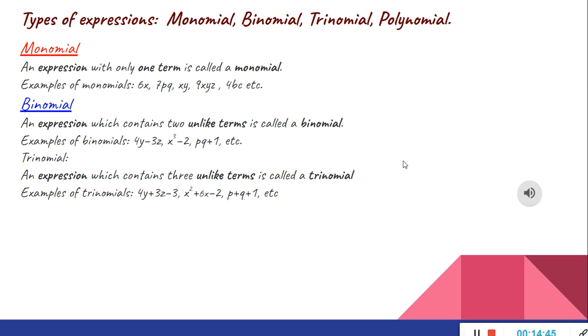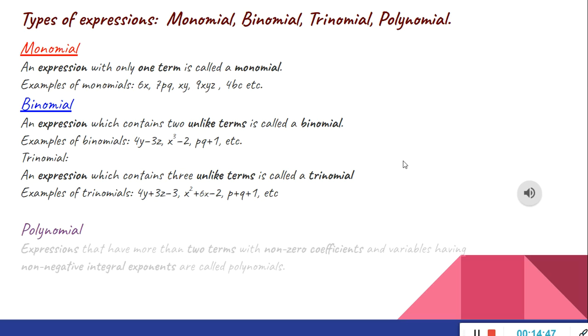Now polynomial: expressions that have more than two terms with non-zero coefficients and variables having non-negative integral exponents are called polynomials. Means simply more than two terms, all having more than two unlike terms. Three we can say is a trinomial, but more than that is commonly called a polynomial.